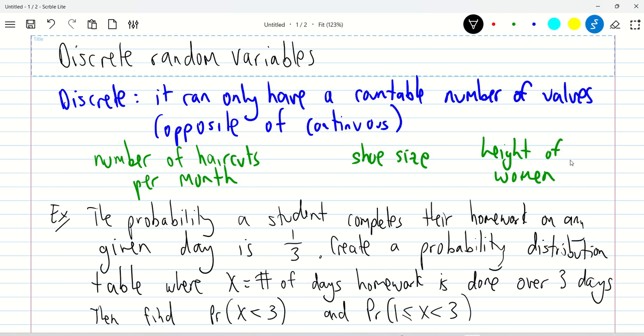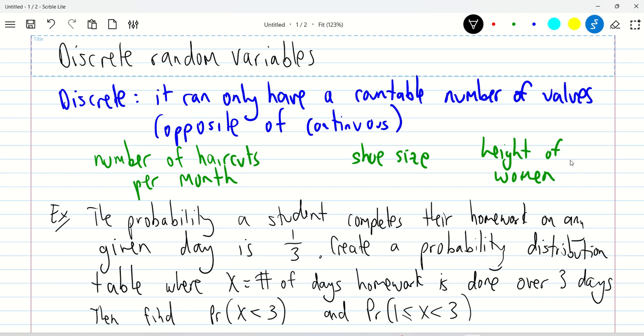You can see down the bottom there in green, number of haircuts per month. If we track how many haircuts you get per month, that could be different depending on the month. So that's a variable, and it's a random variable because it can have different values. And maybe a number of haircuts might not be random, but if we did the number of haircuts per month across a school, we ask every student, that would be a random number. So that's a random variable.